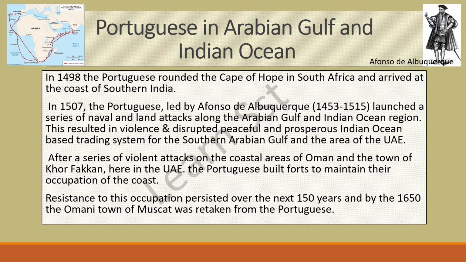So they built sea forts, and the reason was only to have complete domination over the region so that they can carry out the commercial or the trading activities. Resistance to this occupation by the local people continued for the next 150 years. Resistance means they put up a fight and they had put up a struggle for the liberation. By 1650, the Omani town of Muscat was retaken from the Portuguese.